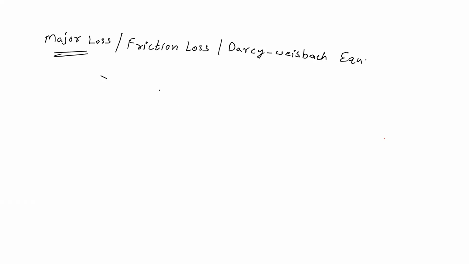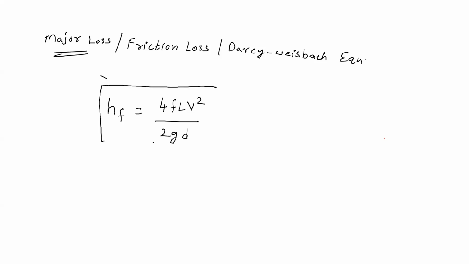Please write over there. Major loss ka symbol, student, small h with suffix small f, hf. Its formula is hf is equal to 4 f l v square upon 2 g d. Please everyone write this down. Has everyone written? Please give me a confirmation. Yes, sir.